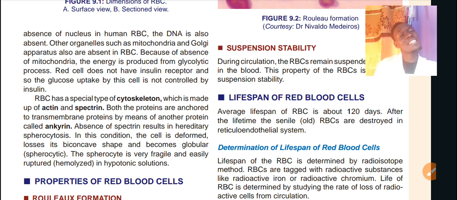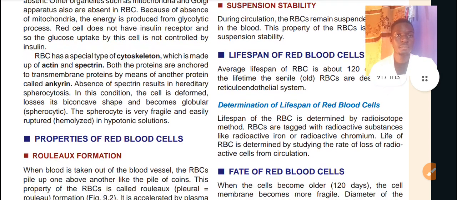However, the red blood cells have a special cytoskeleton. The cytoskeleton is made up of actin and spectrin. These are anchored on the transmembrane proteins by another protein called ankyrin. Absence of spectrin results in hereditary spherocytosis. This is a condition in which the cell loses its biconcave shape and looks like a sphere, a globular shape. Such a globular shape makes it very fragile, and it can easily rupture in hypotonic solutions.